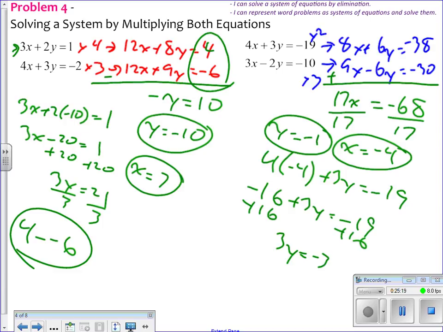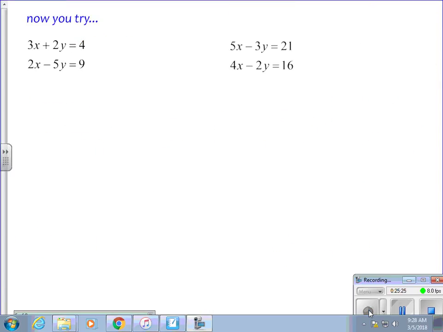Question? Okay, so we're doing elimination. I try adding, it doesn't work. I try subtracting, doesn't work. I can't multiply one. I have to multiply both equations. It doesn't matter which. I'm going to multiply the top one by 5 and bottom one by 2 to give me negatives and positives. So I get 15x plus 10y equals 20, and 4x minus 10y equals 18.